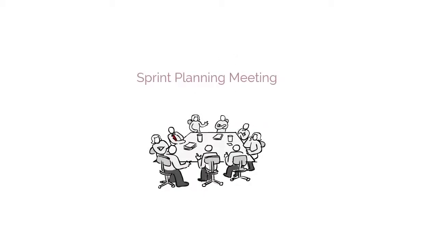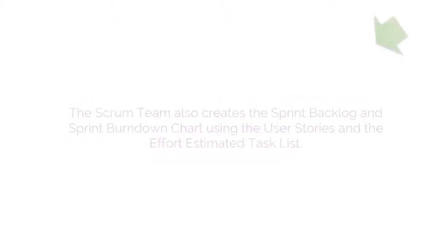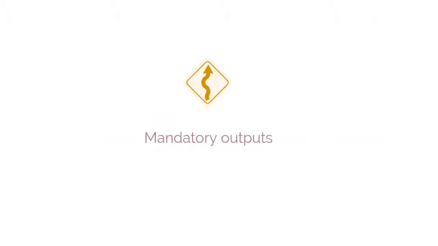The mandatory tool for this process is Sprint Planning Meeting. During sprint planning meetings, each Scrum team member uses Effort Estimated Task List to select the tasks they plan to work on in the sprint based on their skills and experience. The Scrum team also creates the Sprint Backlog and Sprint Burndown Chart using the user stories and the Effort Estimated Task List. The mandatory outputs of this process are Sprint Backlog and Sprint Burndown Chart.